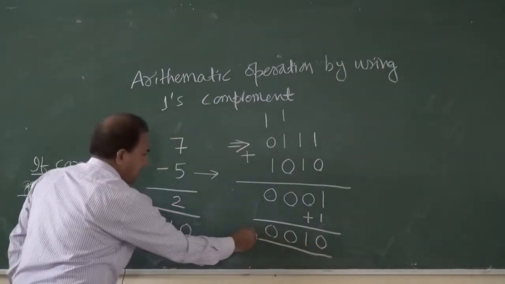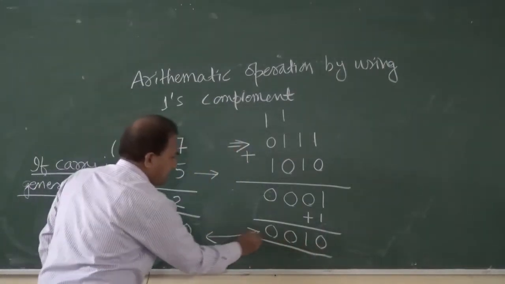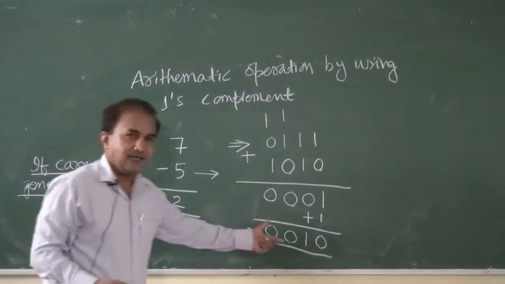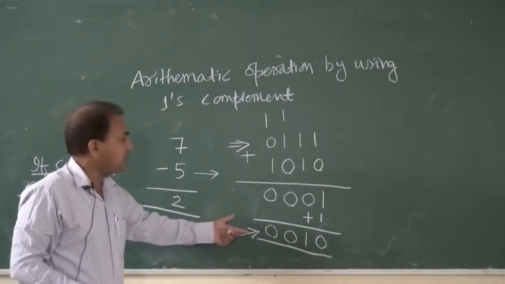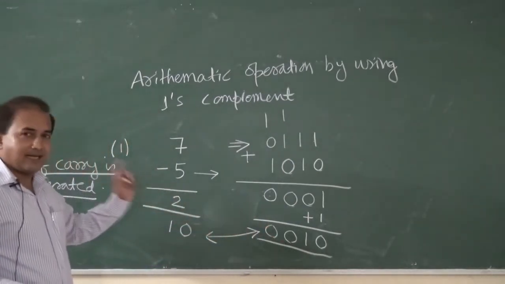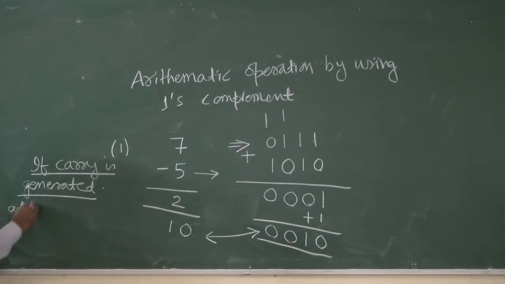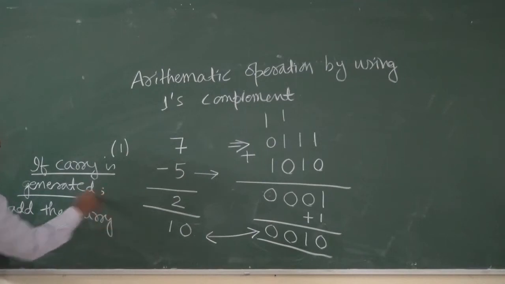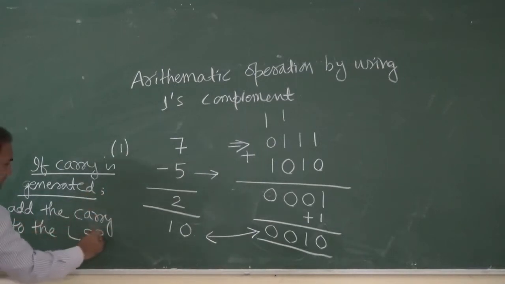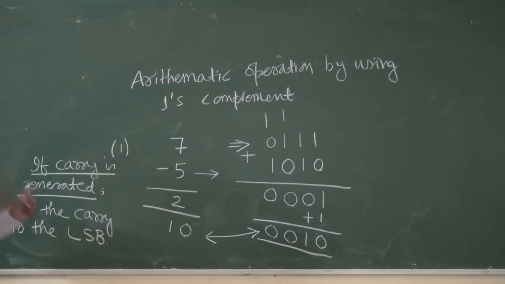You can match this with this. Both answers are matching. Okay? So in this way you can say that this is correct. So if carry is generated, then add the carry to the least significant bit. You have to add the carry that is generated to the least significant bit.